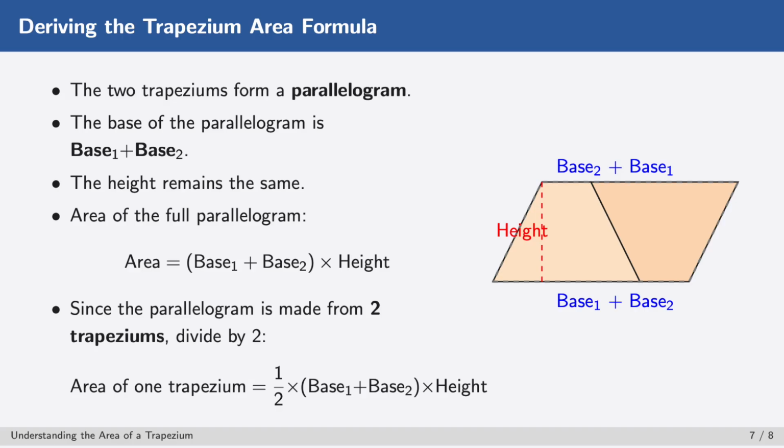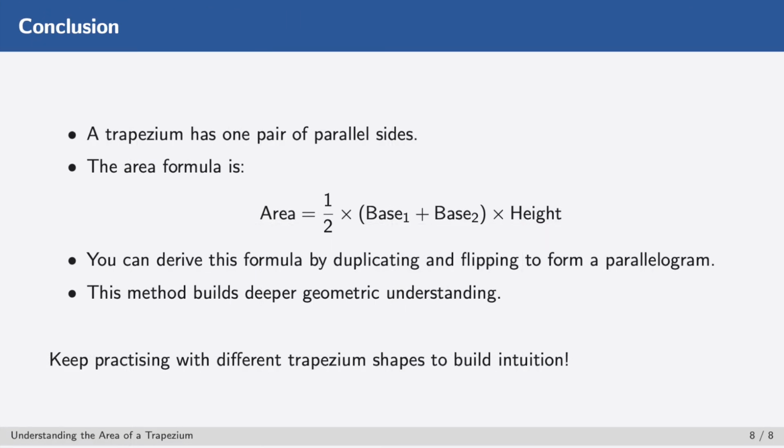Area equals 1/2 times (base 1 plus base 2) times height. Now that you know how it's built, the formula hopefully makes much more sense. Let's move to the final thought.